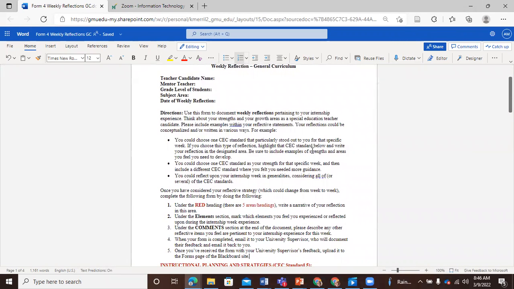Again, it's really critical that we are completing these weekly reflections as you complete each week, so that you are able to be actively reflecting on your development and growth as a special education teacher, and so that we're not having to retroactively go back and reflect. Because that's defeating the purpose of this internship. So it's really important that the log and weekly reflection are completed on a weekly basis.